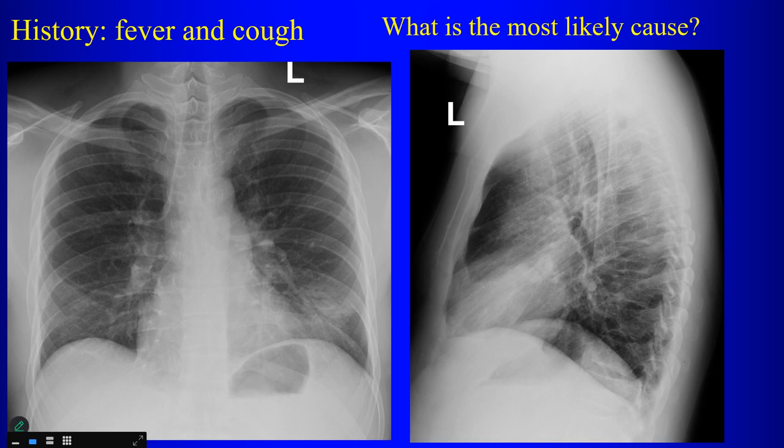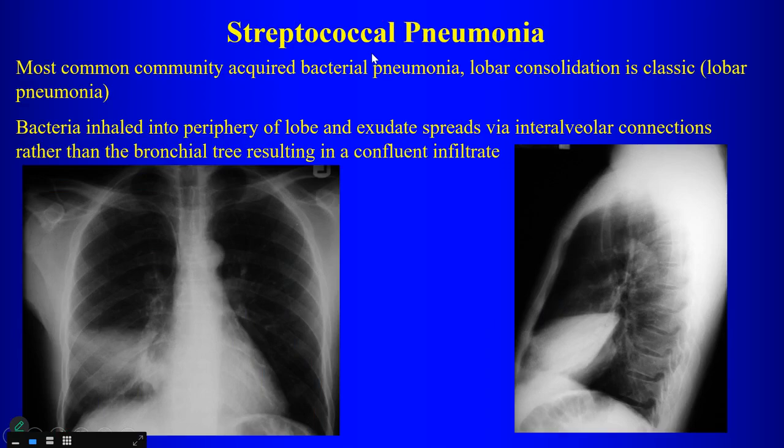What's the most likely cause in your regular outpatient? This would be what? Probably bacterial pneumonia. Bacterial pneumonia, usually caused by? Strep pneumonia. Yeah, usually caused by strep pneumonia. So that's the most common community-acquired bacterial pneumonia. So lobar consolidation is classic. Here you have a classic right middle lobe consolidation.